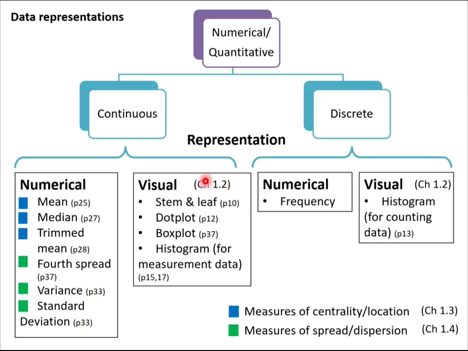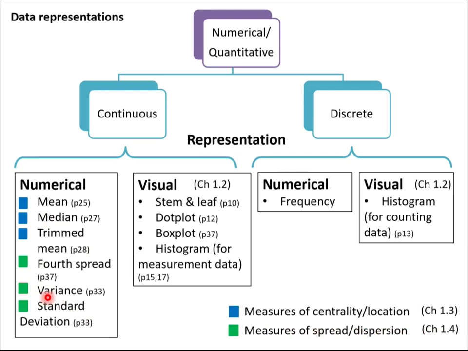And you'll see chapter 1.2 deals with your visual things. And then 1.3 will deal with your measures of location. So, like, where is the center of your data? So, these are the blue bullet points. And then chapter 1.4 deals with measures of spread, like how spread out is your data. That's what you want to measure.